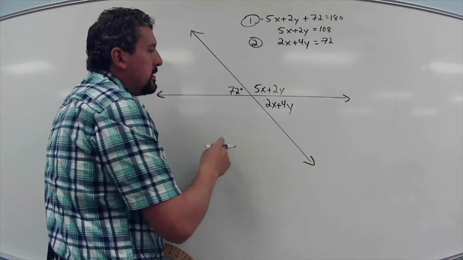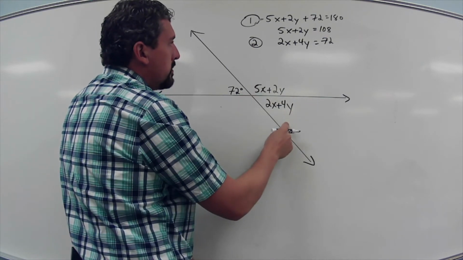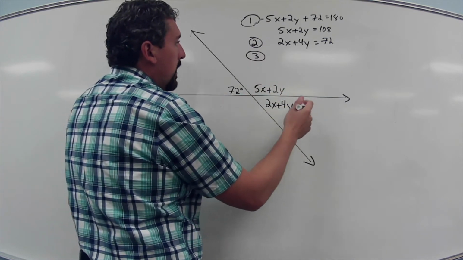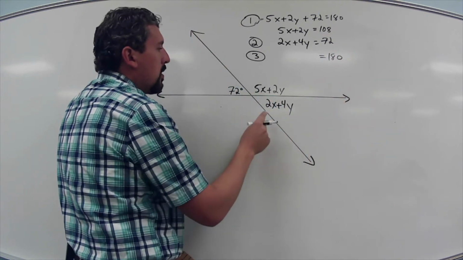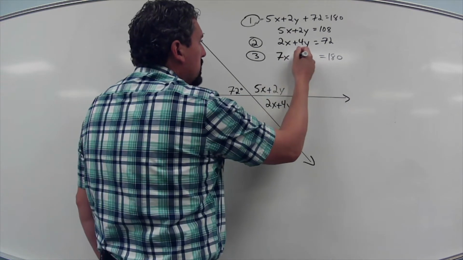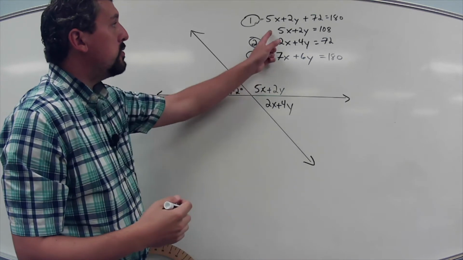The last one that I see is the sum of these two could also equal 180 degrees. So I'm going to make equation 3. I'm going to sum these down now and set it equal to 180. Another linear pair, just to see what the equation looks like. Maybe it's easier to work with. 5x plus 2x is 7x. 2y plus 4y is 6y. And we have our three equations, 1, 2, 3.